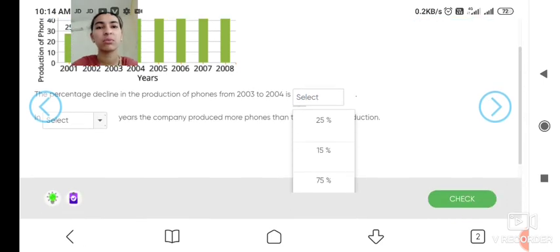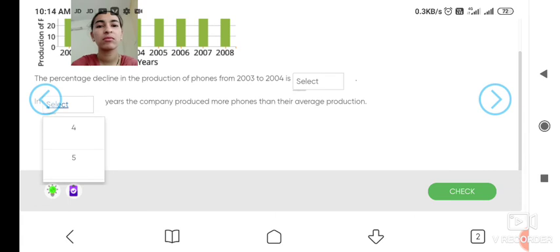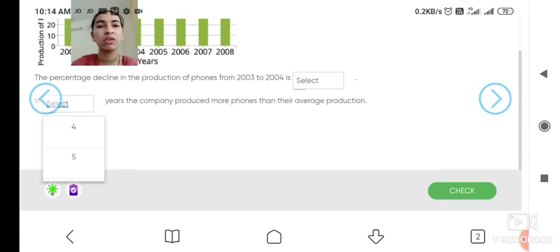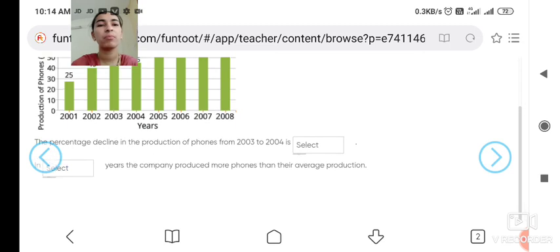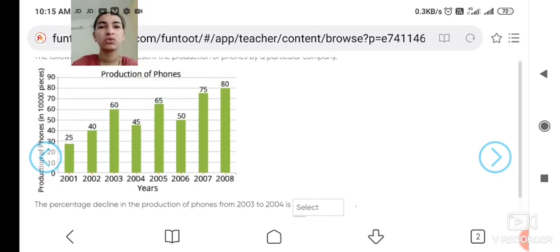The first question is, the percentage decline in the production of phones from 2003 to 2004 is. Out of these, which one is correct? You have to write it. The next is, in which year did the company produce more phones? 4 or 5? You have to tell me the answer. Use the Fun2 tab and try to solve as many questions as you can.